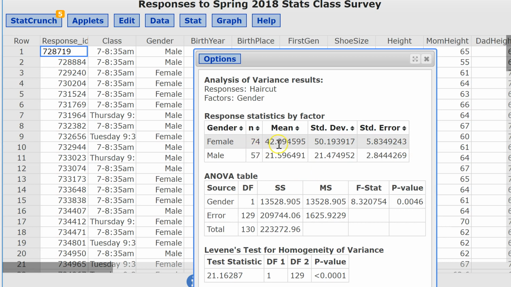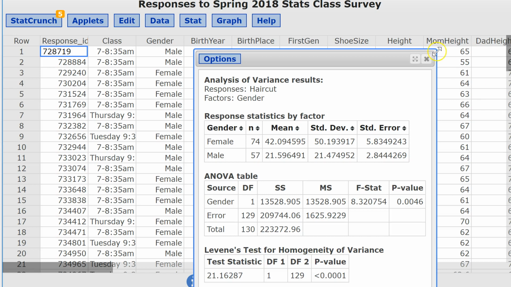The average amount spent by a woman is 42. The average amount spent by a man is 21. But you can see here our test for homogeneity of variance. That's terrible. It's a really small p-value, which means our variances aren't the same, which means we violated one of our initial assumptions about doing ANOVA.